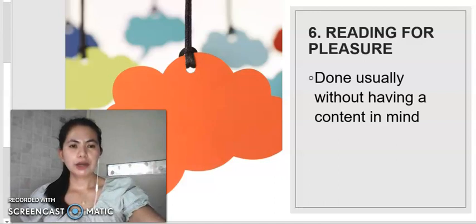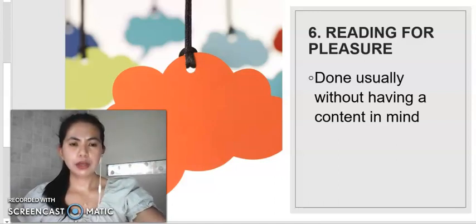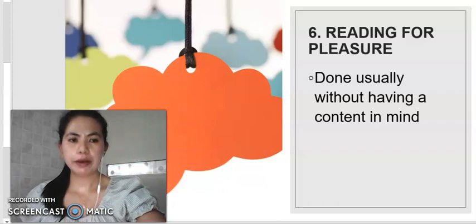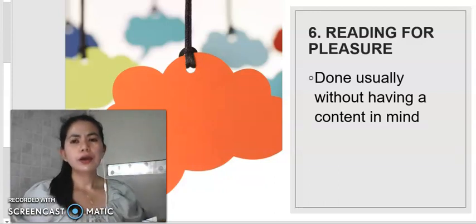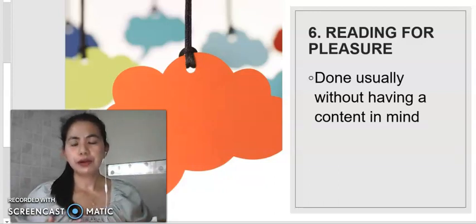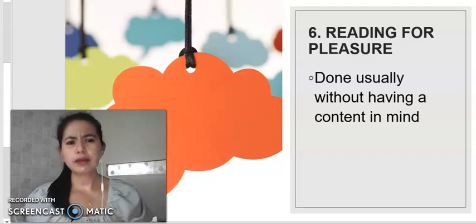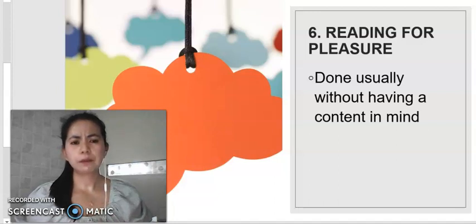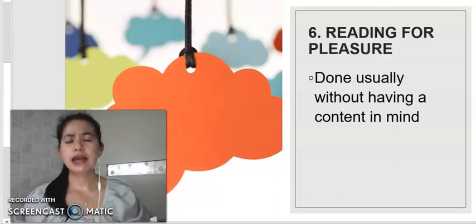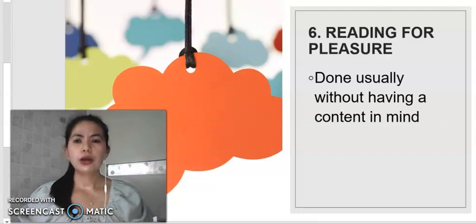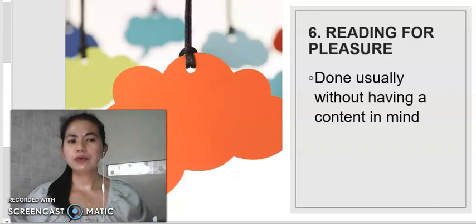Number six is reading for pleasure. It is done usually without having a content in mind. So you are going to read what you want to read just for entertainment or enjoyment, and it also gives you social benefits, like it will expand your knowledge and imagination with the use of the internet or books or comics, or you're going to read an article. So this is reading for pleasure.